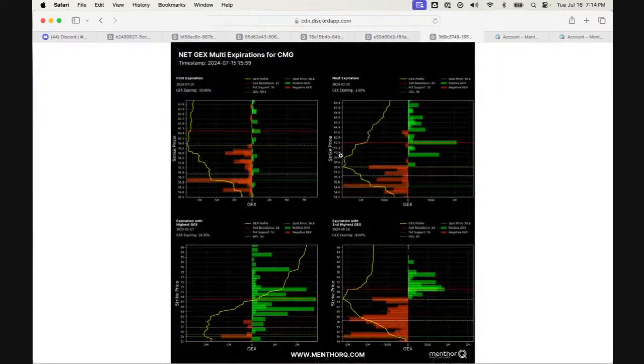Now the multi-expiry is showing us different expirations. If you look at the near-term expirations, you see all those red puts that were kind of trapped under. So market makers are short CMG stock against those puts.